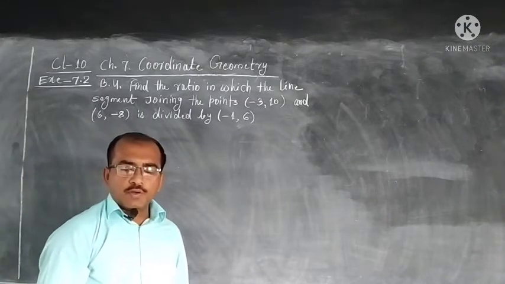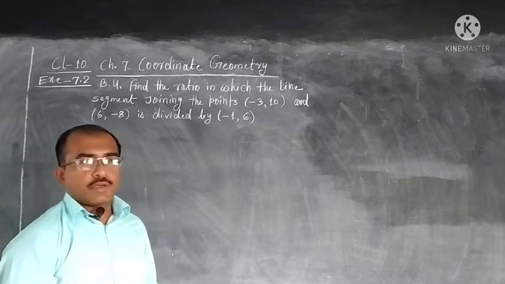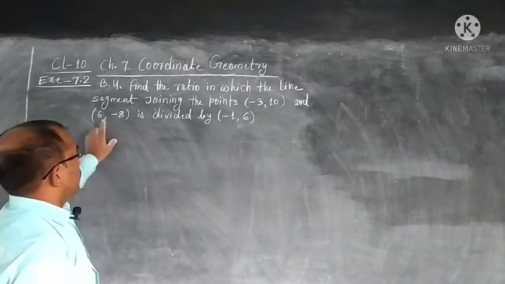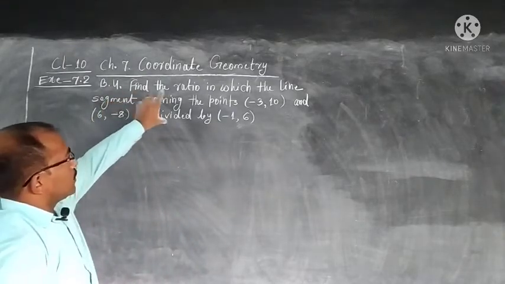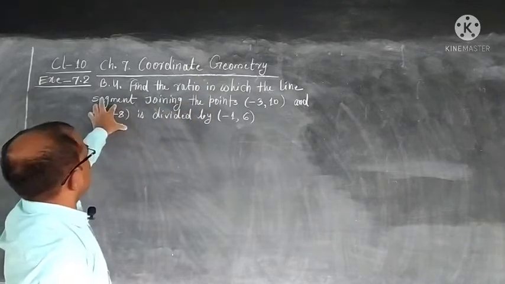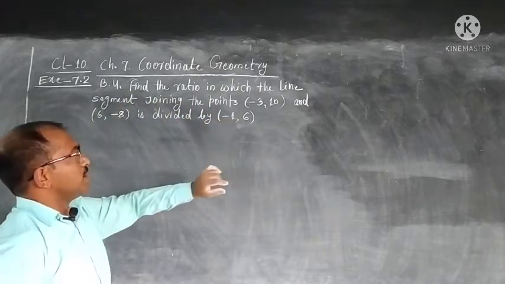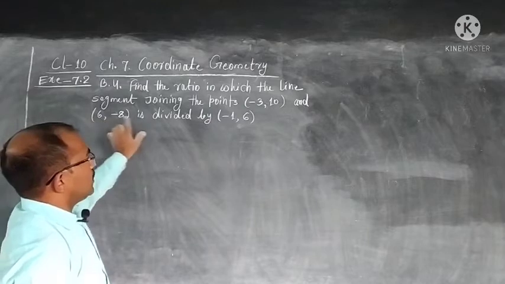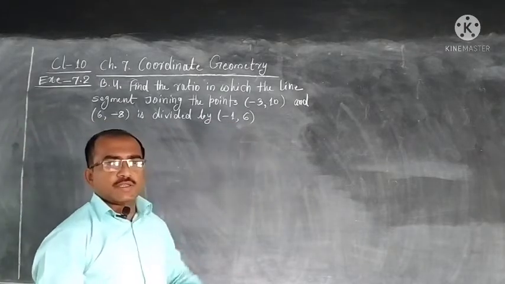In this video we are going to learn 7.2 question number 4. Find the ratio in which the line segment joining the points (-3, 10) and (6, -8) is divided by (-1, 6).